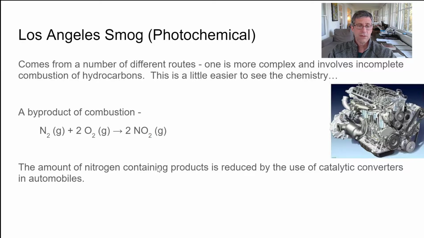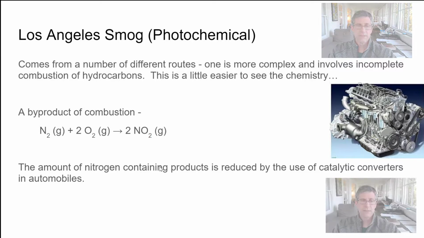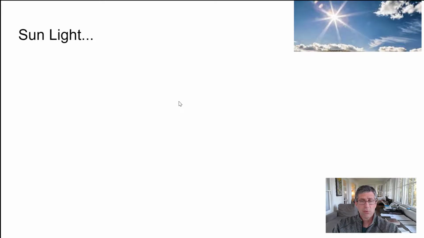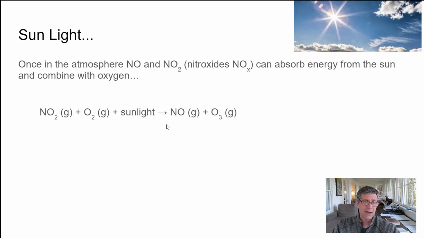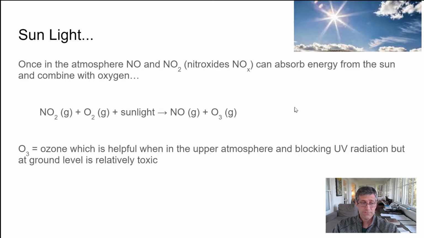And this is a historical problem that has really been addressed, but we're not at the problem yet. So sunlight is a challenge. Once in the atmosphere, these nitroxides, both nitrogen monoxide and nitrogen dioxide, we'll focus on the dioxide, can absorb energy from the sun, and they combine with oxygen again, right? So I have NO2, I'm going to combine that with oxygen, and I'm going to get out a nitrogen monoxide and an O3, and this is ozone.